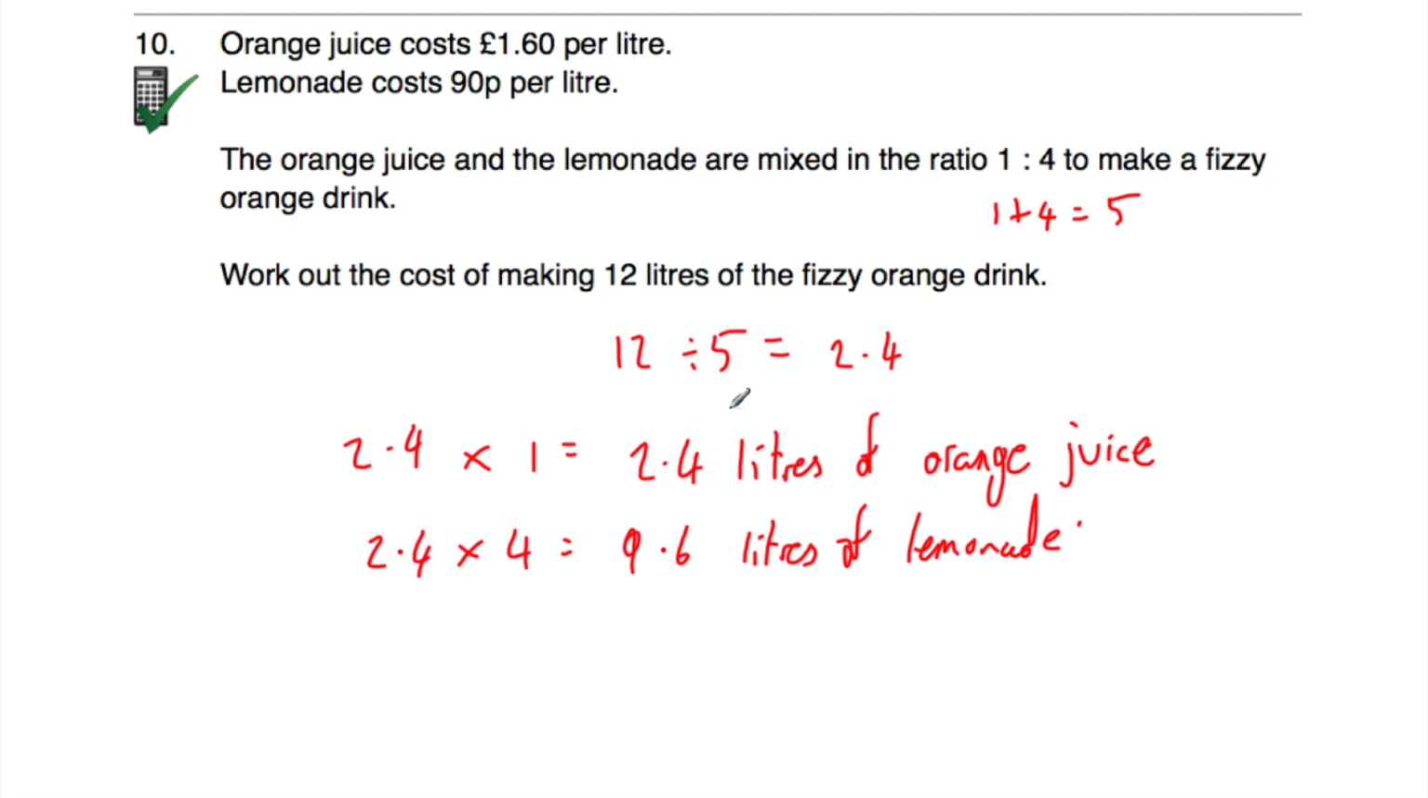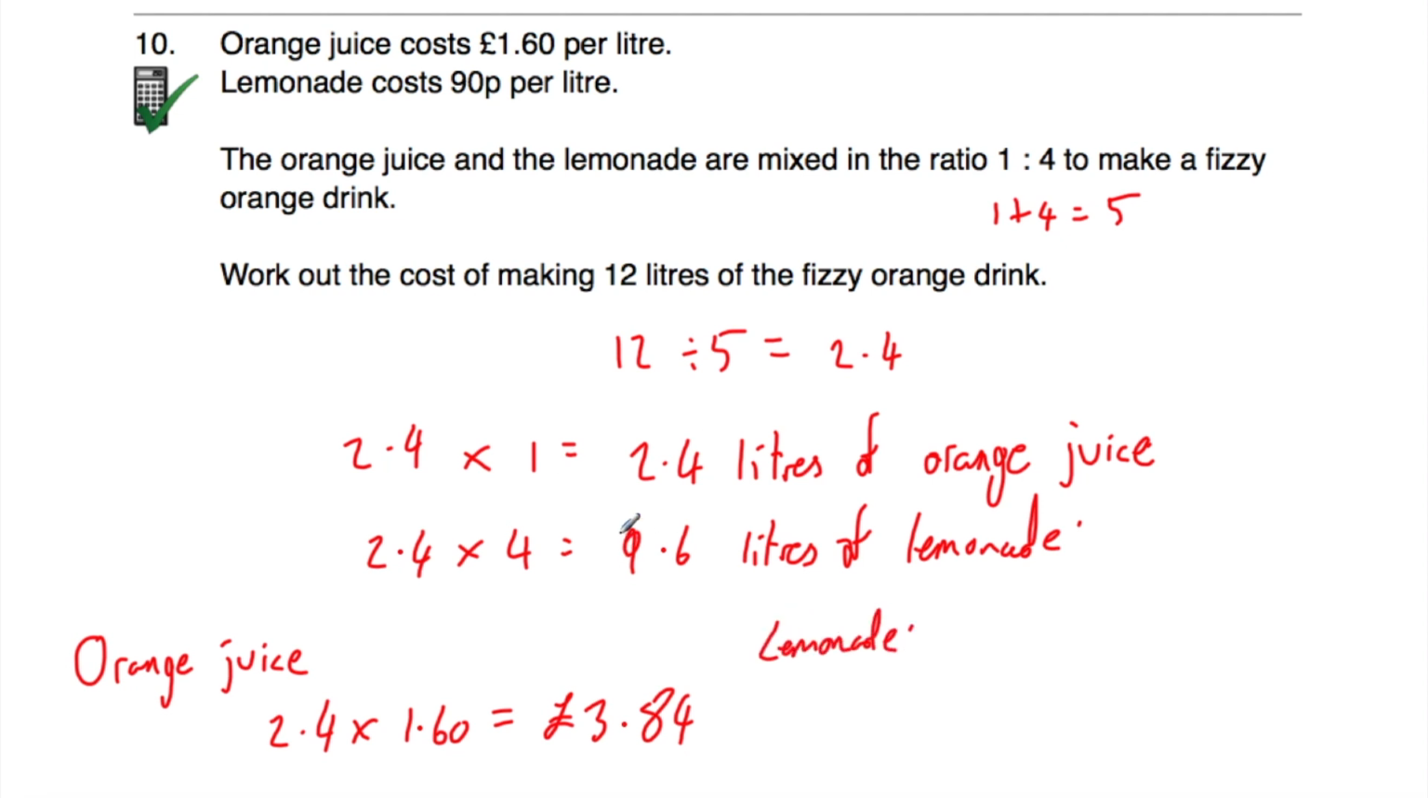Now, we've been asked to work out the cost of making this 12 litres of fizzy orange drink. So we need to work out the cost of the 2.4 litres of orange juice, and the cost of the 9.6 litres of lemonade, and add that together, and that will give us the cost of the 12 litres of fizzy orange drink. So let's start off with the orange juice. We use 2.4 litres of orange juice. So we're going to take our 2.4 and multiply by £1.60, because each litre costs £1.60 and we've got 2.4 of them. So 2.4 multiplied by £1.60 is equal to £3.84. So it costs £3.84 for the orange juice. Now let's look at the lemonade.